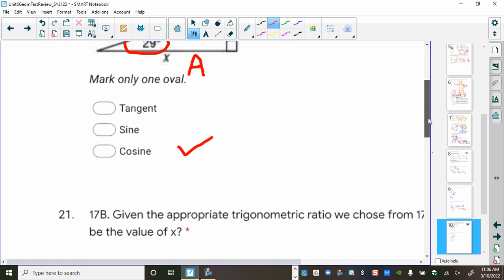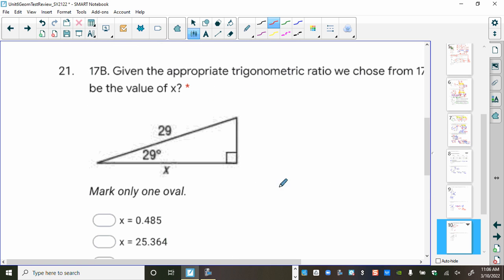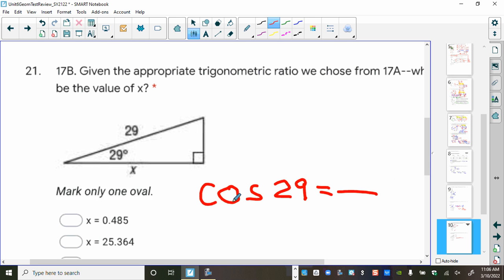So given that, we have to use the cosine. 29. That means, where's the X going? Is that going to go on top or the bottom? My X is going to go on the top. There's your adjacent. 29 has to go on the bottom. So it's cosine of 29 equals X over 29.